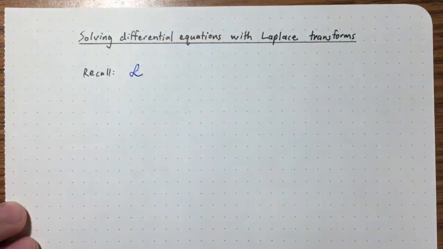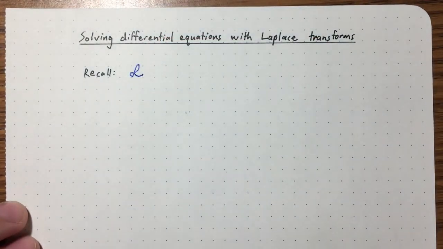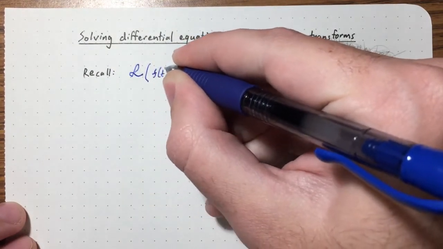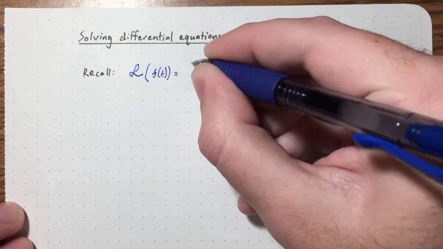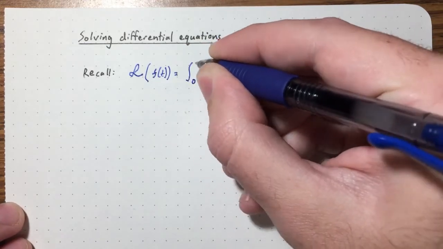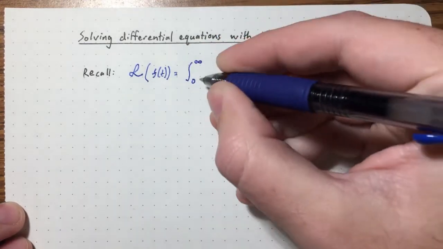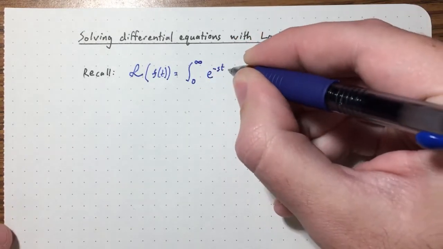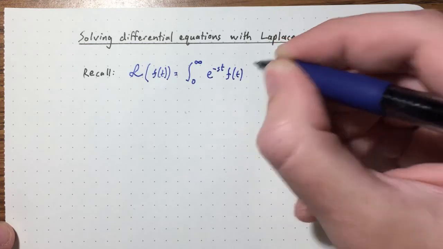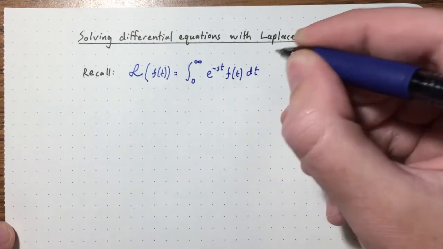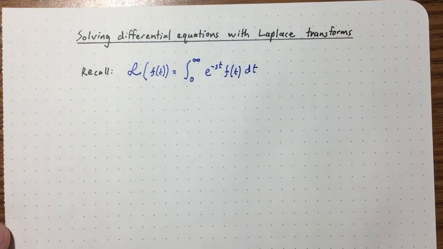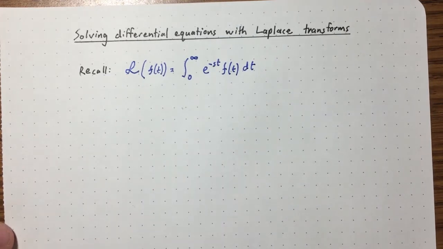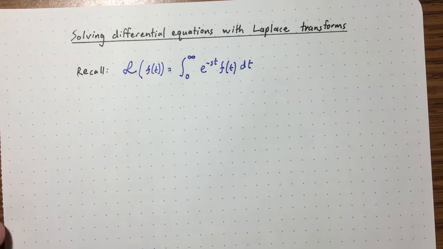So we indicate the Laplace transform with this capital L, and the input is a function of t, and what the Laplace transform is, is this integral from 0 to infinity of e to the minus st times our function f of t dt. Okay, and so for the output we get a function of s.